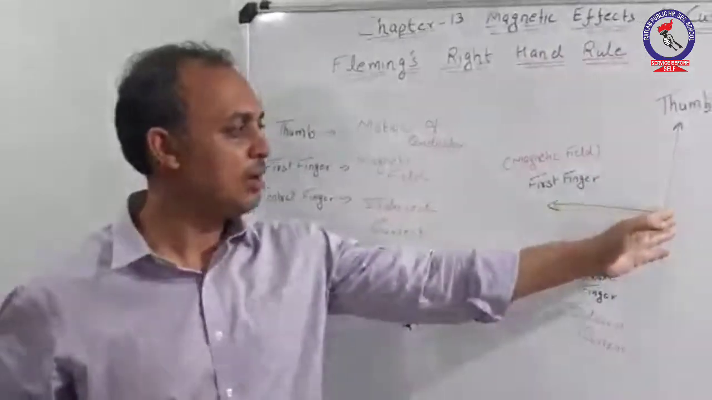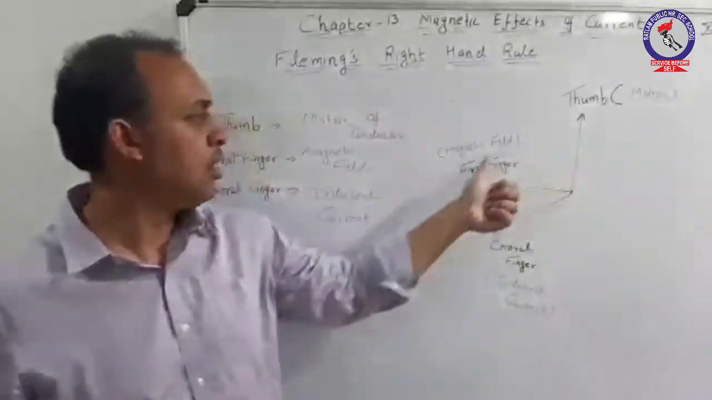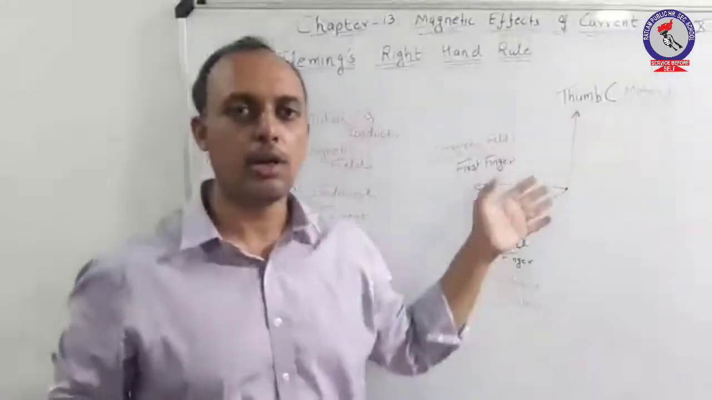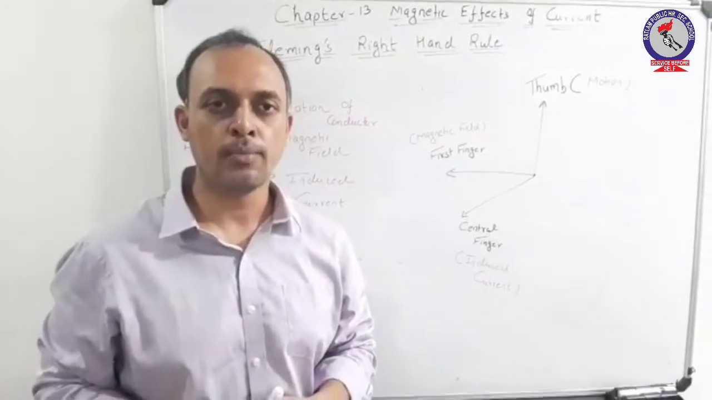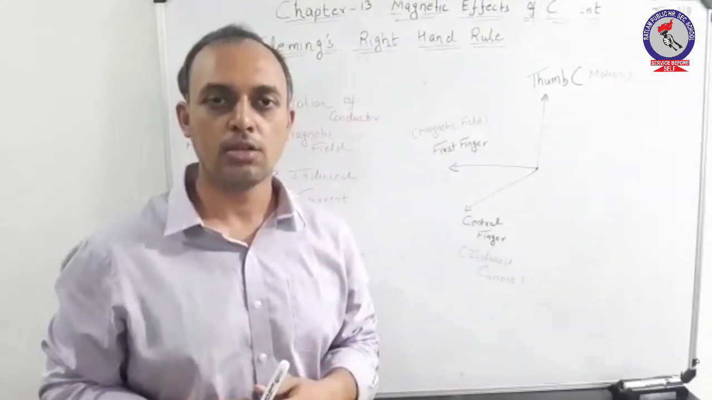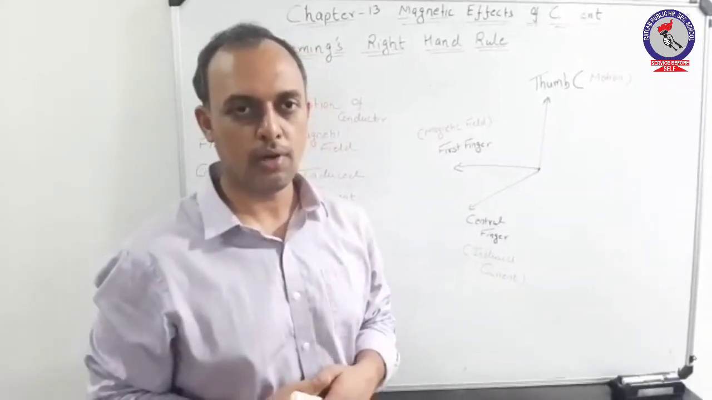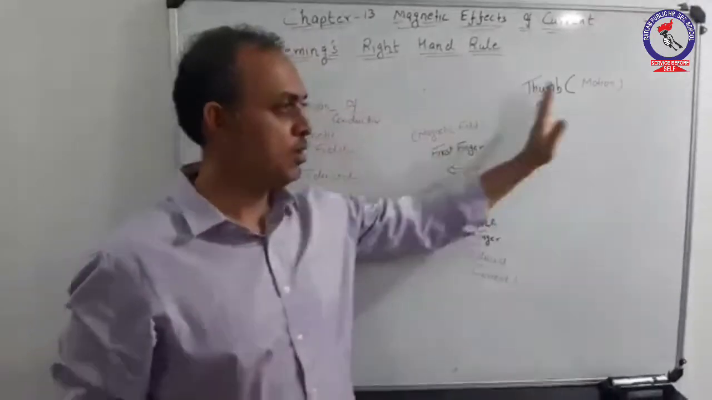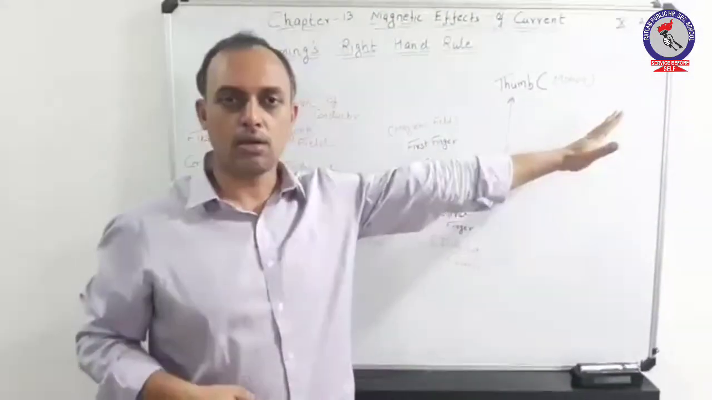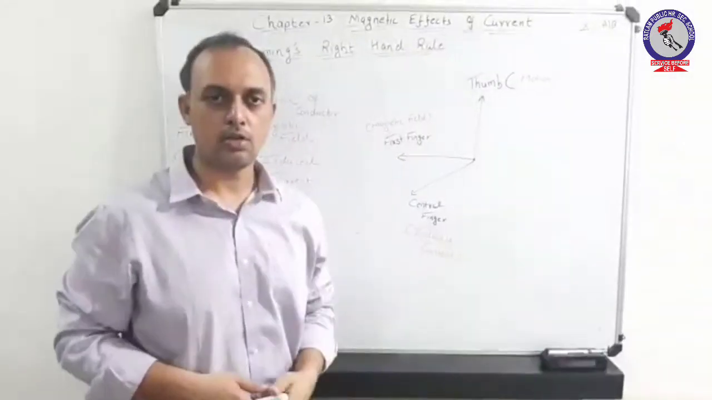As this diagram represents, on pointing your thumb and first finger in the given directions, whatever direction your central finger is pointing will be the direction of induced current. Now let us illustrate this with an example. Let us suppose that the conductor is moving to that side and the magnetic field is moving downwards. What should be the direction of induced current?